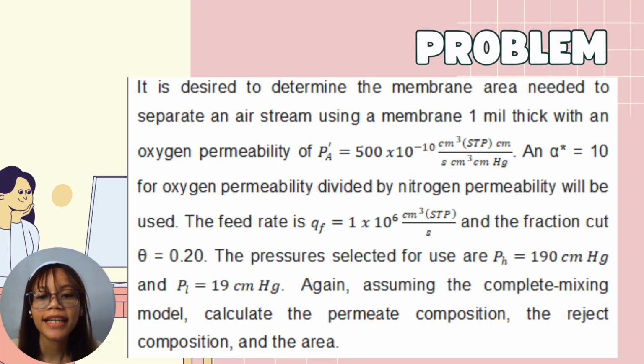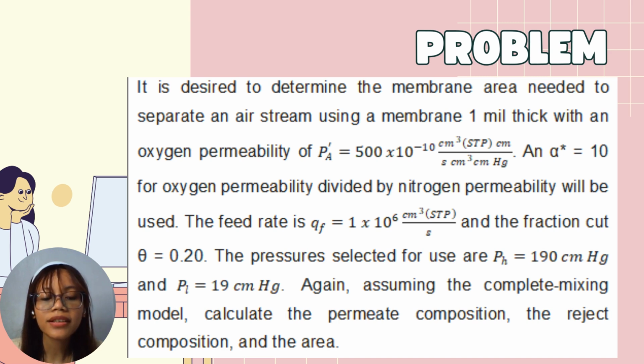To read the problem, it is desired to determine the membrane area needed to separate an air stream using a membrane of 1 mil thick with an oxygen permeability of 500 times 10 raised to the power of negative 10 cubic centimeter of standard temperature and pressure, centimeter per second, centimeter squared, centimeter of mercury. An alpha of 10 for oxygen permeability divided by nitrogen permeability will be used.